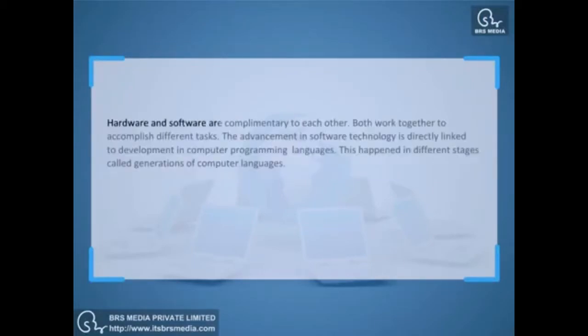Hardware and software are complementary to each other. Both work together to accomplish different tasks. The advancement in software technology is directly linked to development in computer programming languages. This happened in different stages called generations of computer languages.